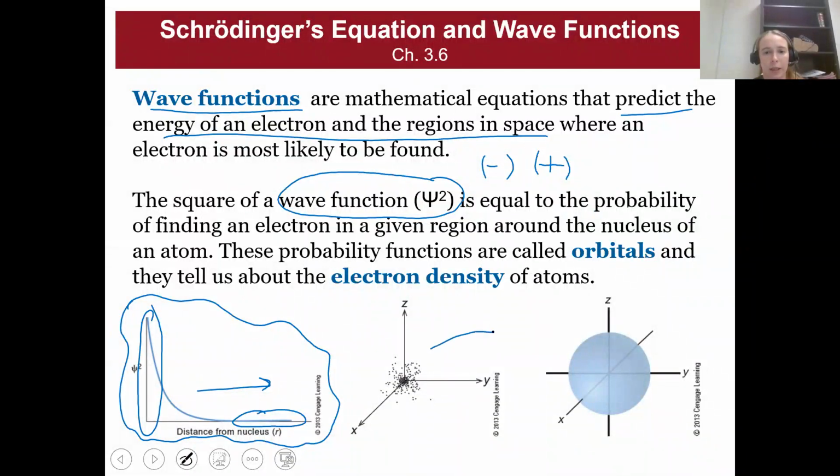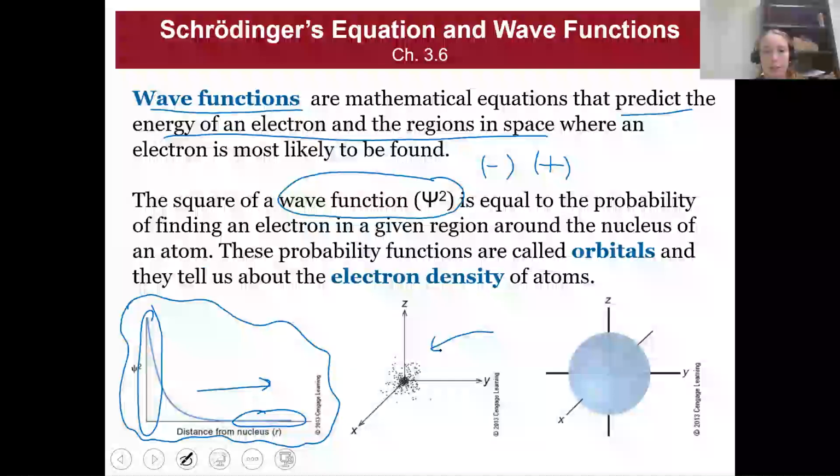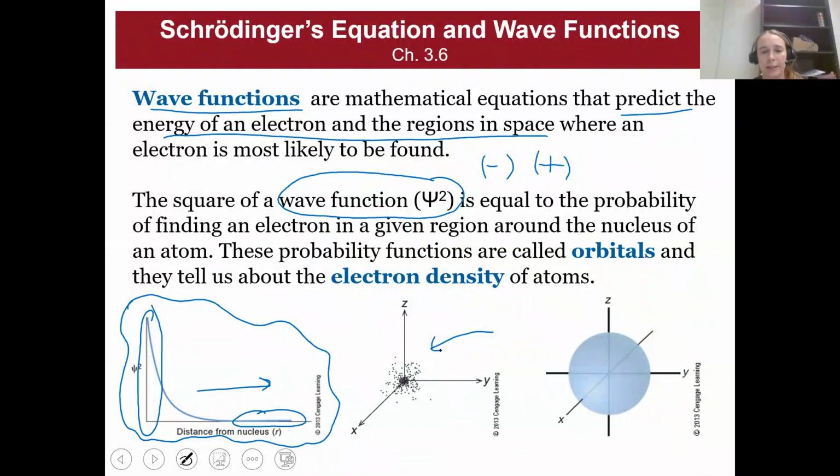This is another way to look at it. The probability is shown here as the number of dots on this image. You can see that there's a whole lot of dots. It's really densely populated close to the nucleus. If we call the nucleus 0, 0, 0, and as you get further and further away from that nucleus, there are fewer and fewer dots. So there's less probability of finding the electron there.